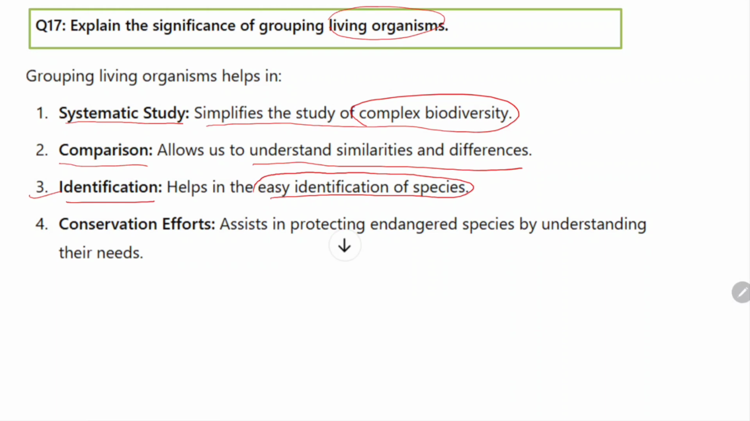Like for example, when you see a dicot plant, easily without any further observation, what you can say is that it will have reticulate venation and a taproot system, isn't it? Easily you'll be able to identify.